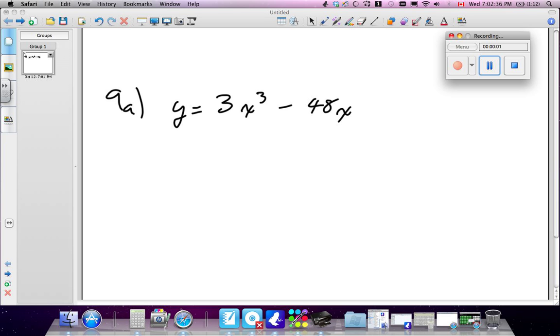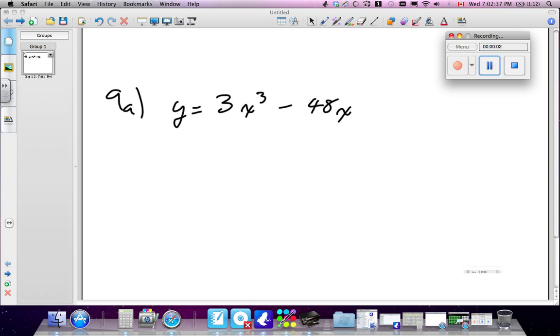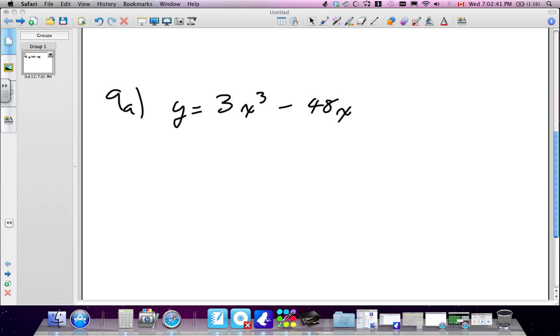Okay, we have to go factor this. Whenever you're doing factoring, always look for the greatest common factor first. So we know that 3 will come out of both 48 and 3, and I can take x out of both of these, right? So that's our first step.